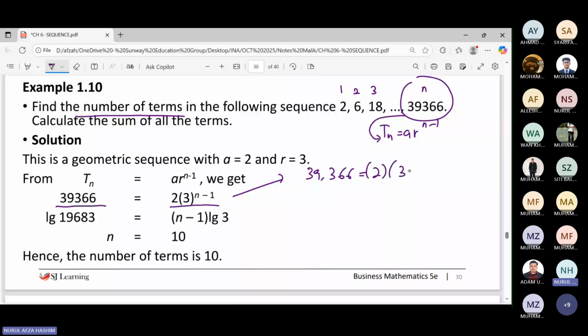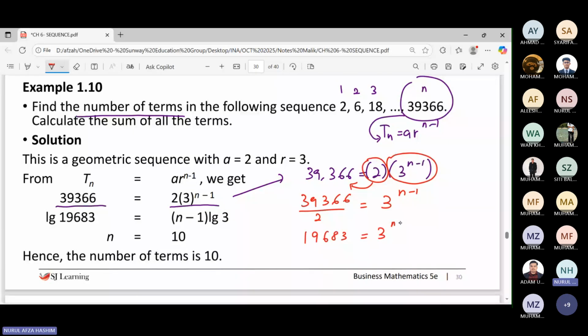Okay, this one, please don't write something like 6 power of n minus 1. Wrong. You don't multiply 2 and 3. Please don't do like that. It's wrong. This is multiplication of two different numbers. So the 2 crosses over, it means you divide 39,366 by 2. Then you get 3 power of n minus 1. 39,366 divided by 2, you get 19,683. It equals 3 power of n minus 1.